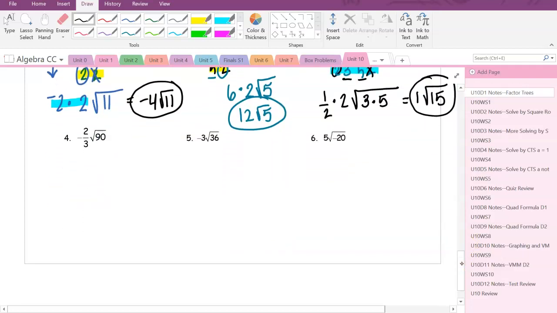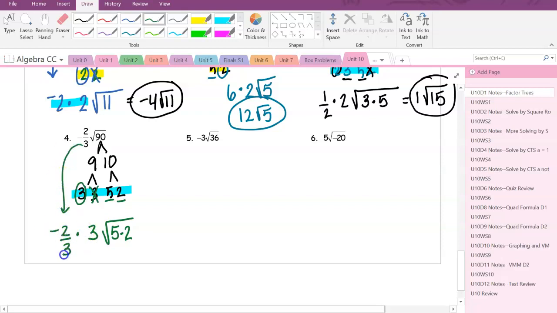All right, last 3 here. 90 is 9 times 10. Make sure you keep breaking 9 down. Keep breaking 10 down. These are my primes. I have a pair of 3s, circle, cross out. 5 and 2 do not have pairs. Underlines go under the root. Circles come out front, along with this negative 2/3 here. And then we'll simplify. Negative 2/3 times 3 is negative 2. 5 times 2 is 10. So negative 2 root 10 is your answer.